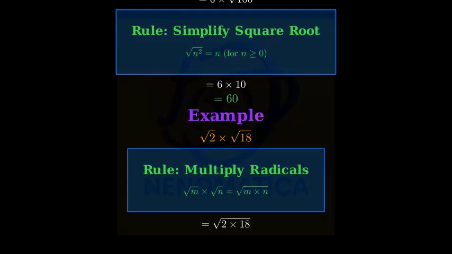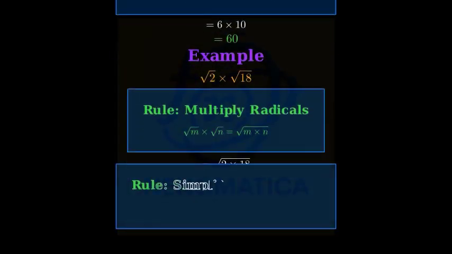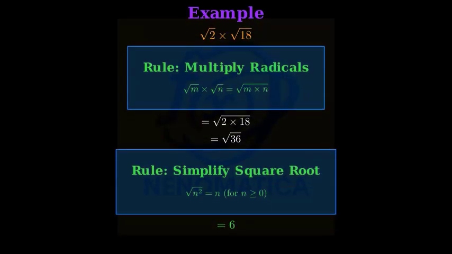Now we compute 2 times 18. 2 times 18 equals 36. So our expression becomes square root of 36. Finally, we simplify the square root. The square root of 36 is 6, because 6 squared is 36. So our final answer is 6.